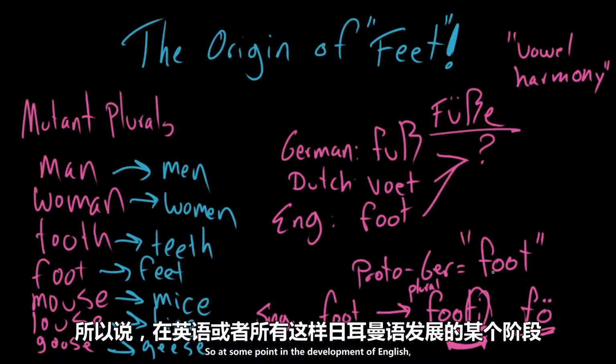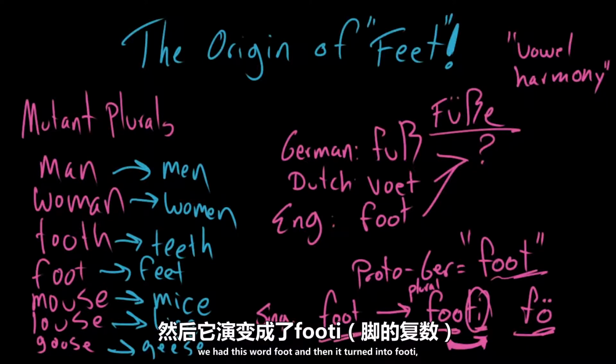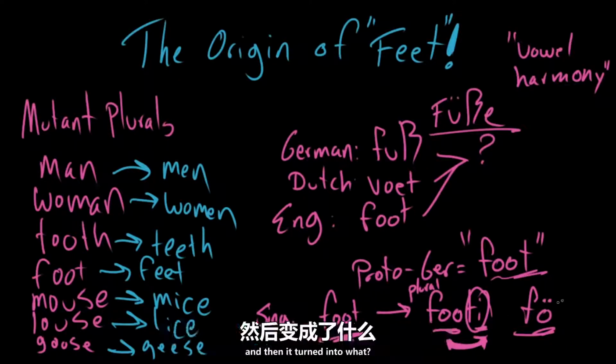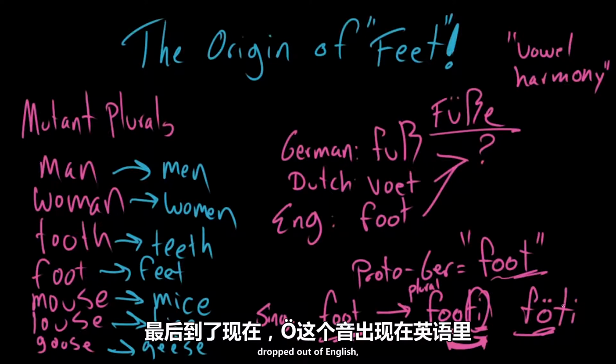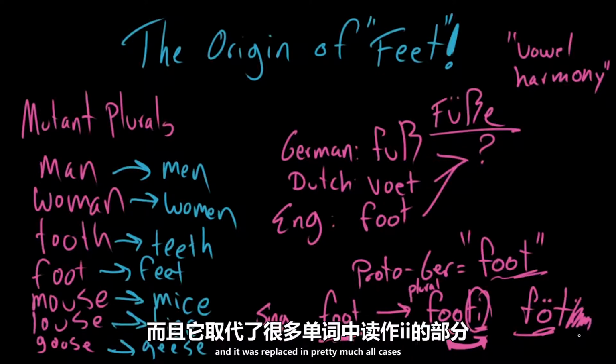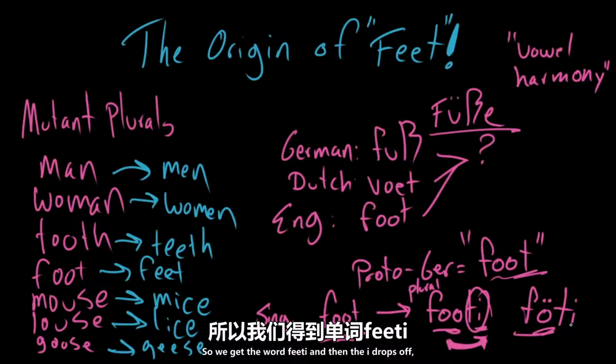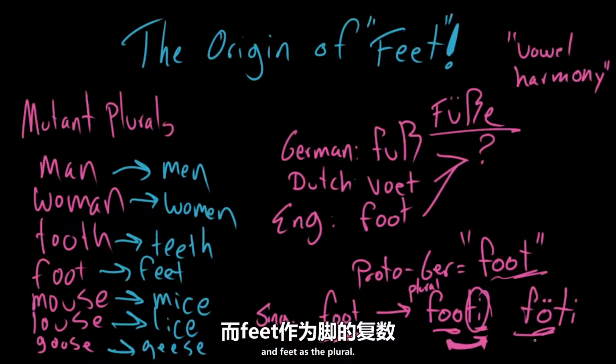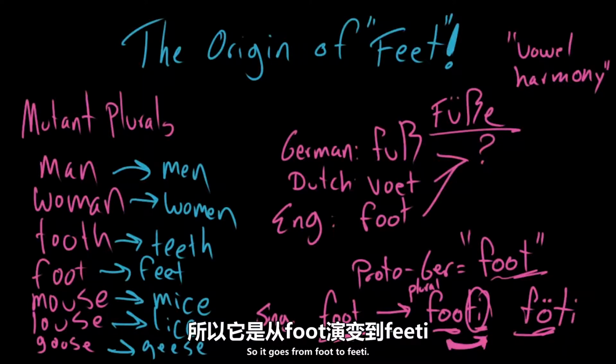So at some point in the development of English, or of all these Germanic languages, we had this word foot, and then it turned into futi, and then it turned into what? It turned into füti? Something like füti, right. Okay. Now, eventually that Ü sound dropped out of English, which is why it's so hard for us to pronounce. And it was replaced in pretty much all cases with the E sound. So we get the word fiti, and then the I drops off, and we're left with foot as the singular and feet as the plural. Cool. So it goes from foot to feet.